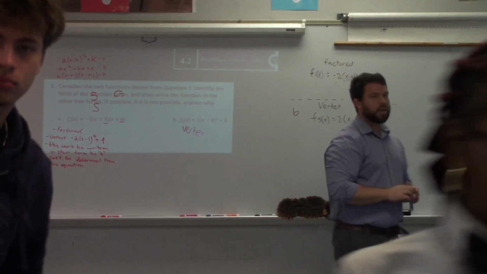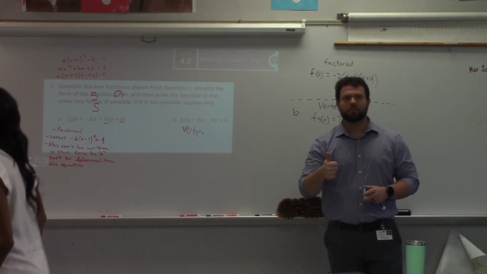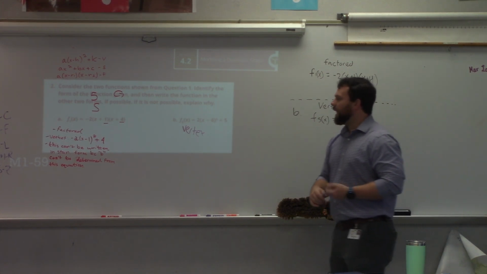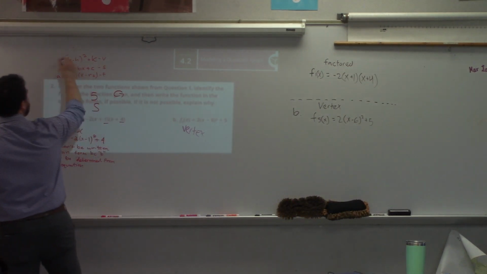If I can grab your attention on looking at this, I want to talk about a couple of details. First off, which form did we have in A here? Factored form. And so what are the other forms we want? We want vertex and we wanted standard.